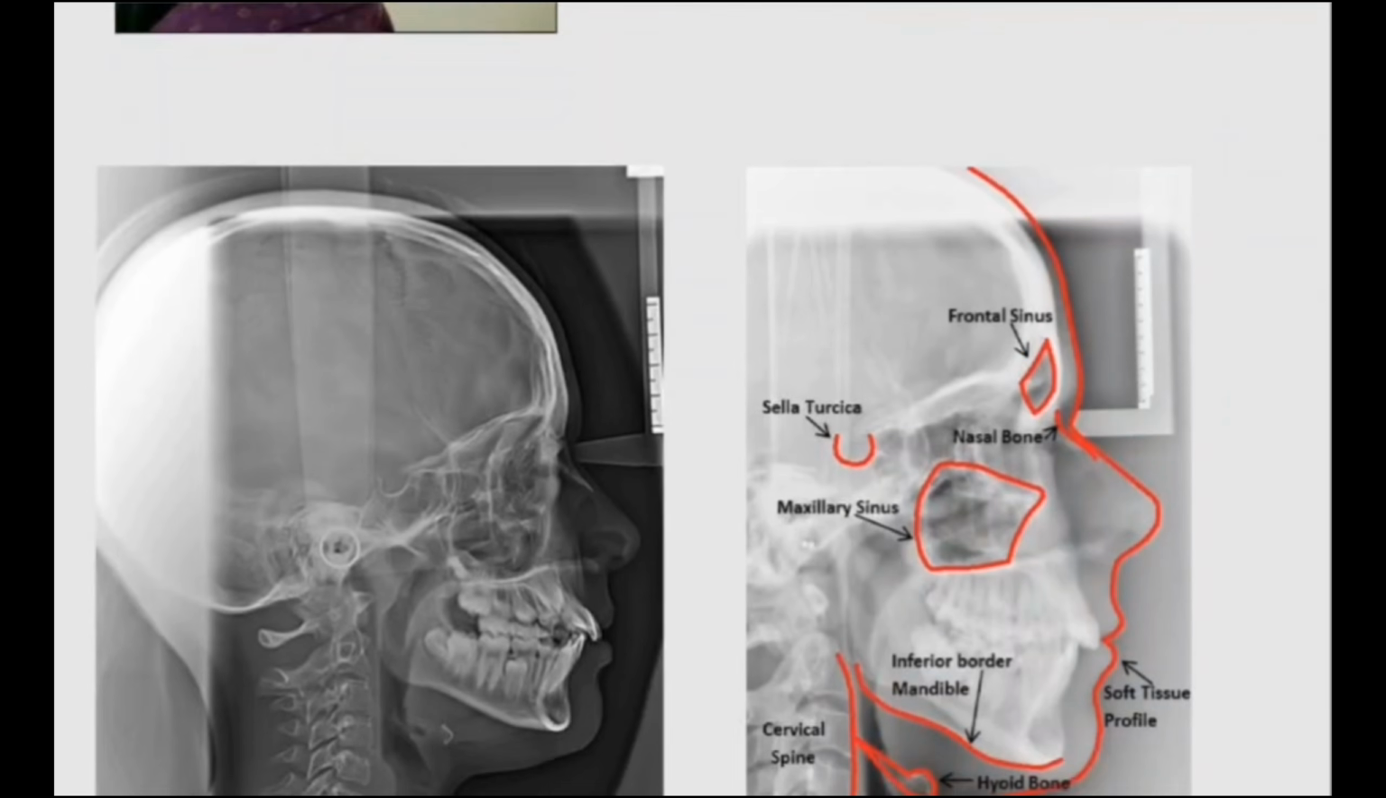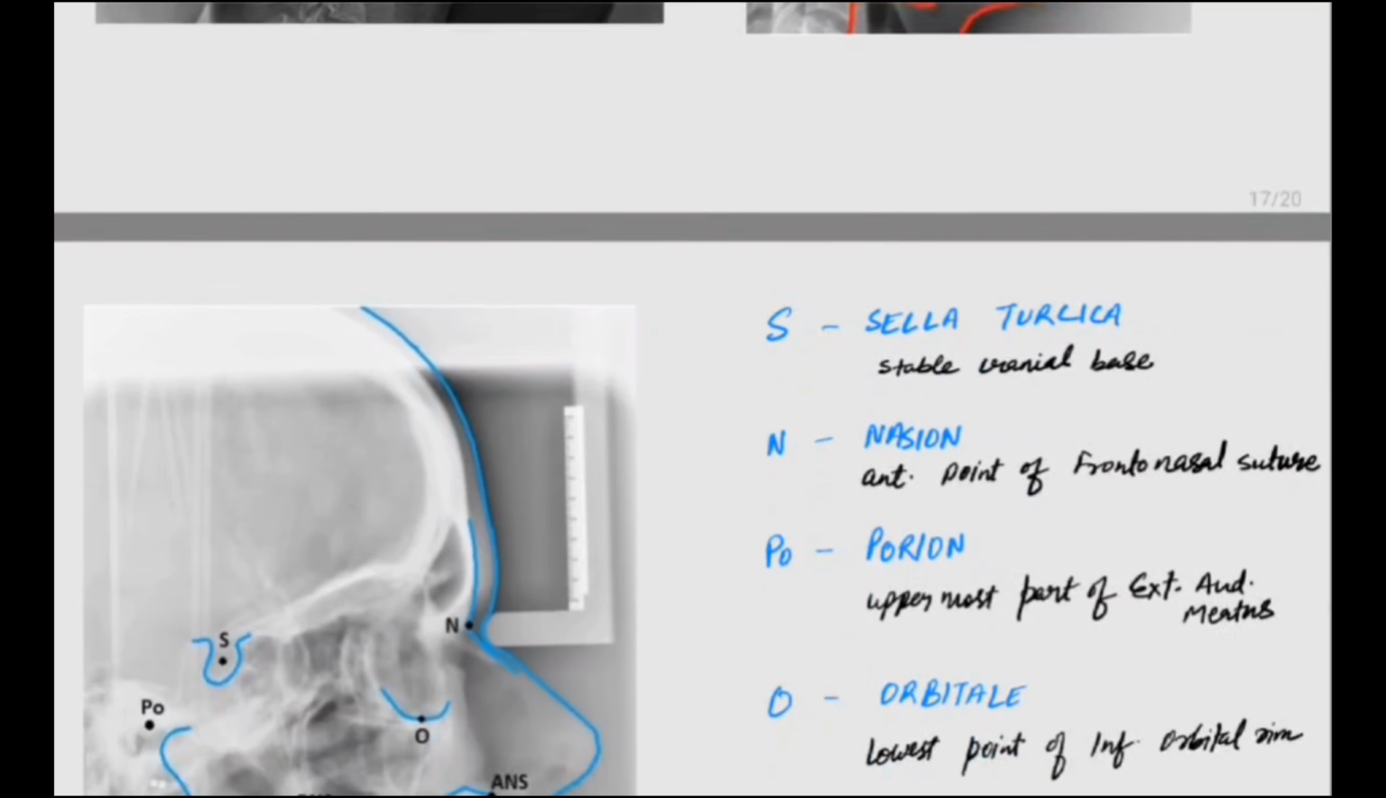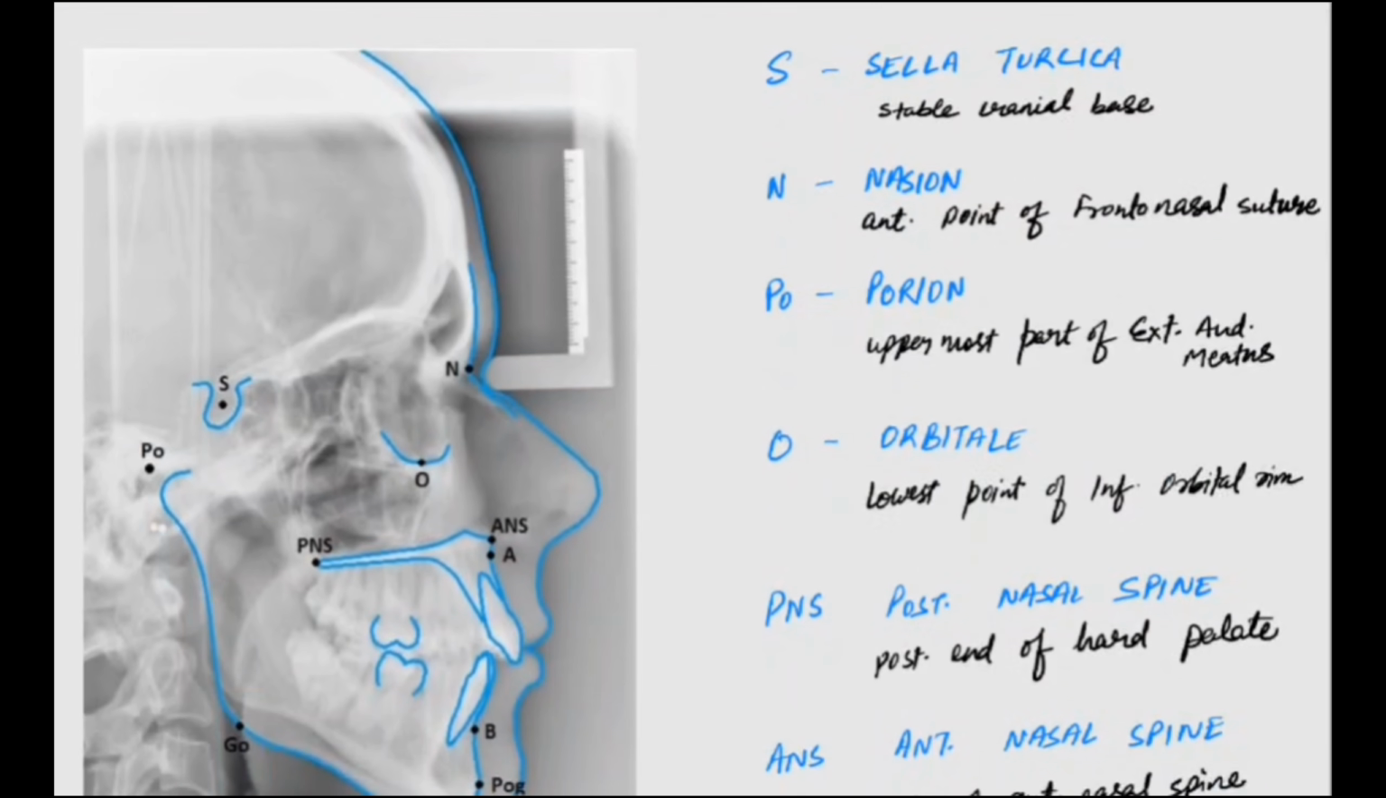Now after the X-ray we get this kind of X-ray. This is the lateral cephalogram. First we will identify the important markings and then we will proceed to the landmarks. So first we will identify these soft tissue markings, then we will identify the frontal sinus, maxillary sinus, Sella turcica and so on. Now we proceed to the important landmarks.